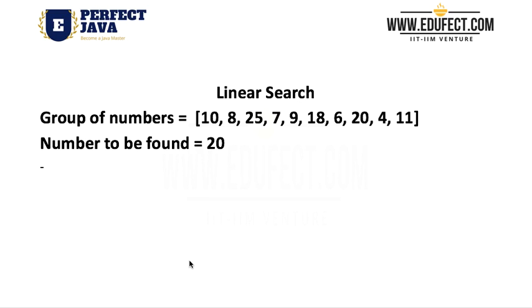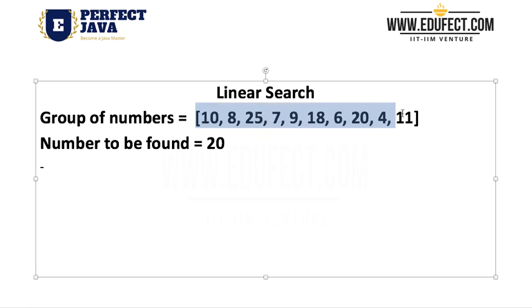So let's look at an example here. We have a group of numbers and we're looking for the number 20. We will start looking at the elements of the group one by one, starting from the left. We start with 10. No, it's not equal to 20. 8, not equal to 20. 25, no. 7, no. 9, no. 18, no. 6, no. 20, yes. So now we have found the number we were looking for, 20.